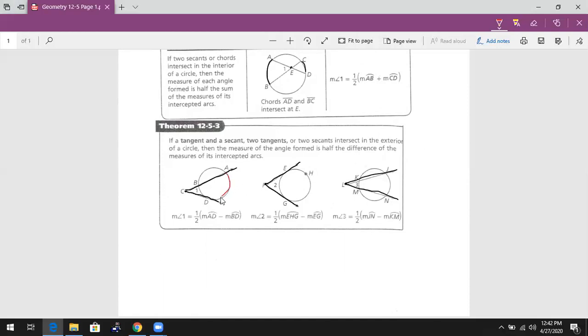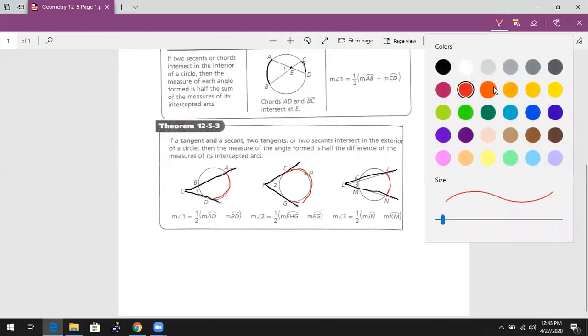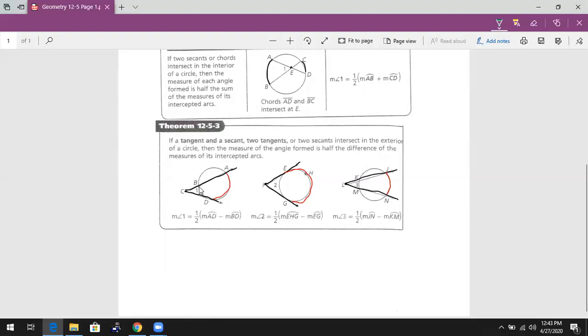There's a big arc. In this case, the big arc is AD. In this case, the big arc is EHG. And in this case, the big arc is JN. And that's always going to be the one farthest away from the vertex point. Then there's a small arc that gets intercepted. Here we can see the small arc is BD. Here we can see the small arc is EG. Here we can see the small arc is KM.